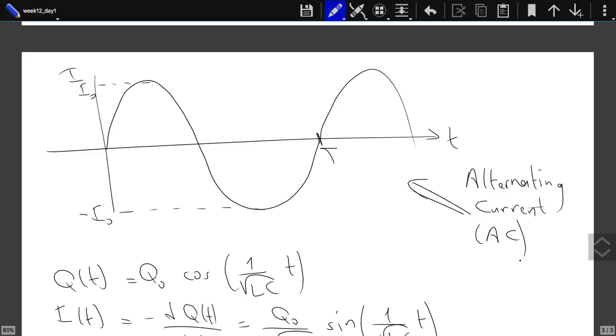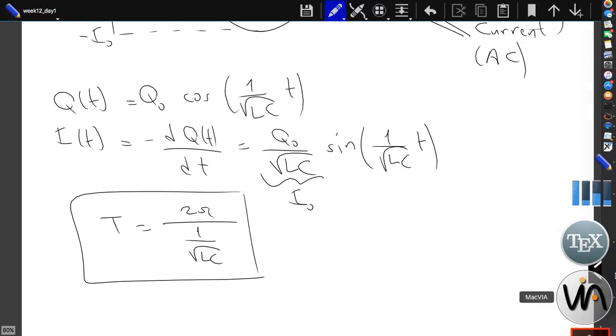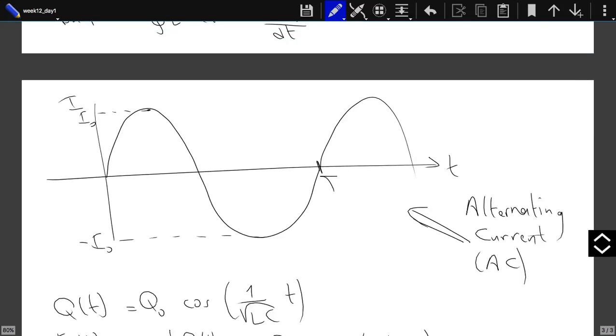Now, any questions? No, this I0 over here is not the current at t equal to 0. That I0 is the maximum value of the current, this one. It is this height. Q0 is the maximum value of the charge, but it also coincides with the initial charge.